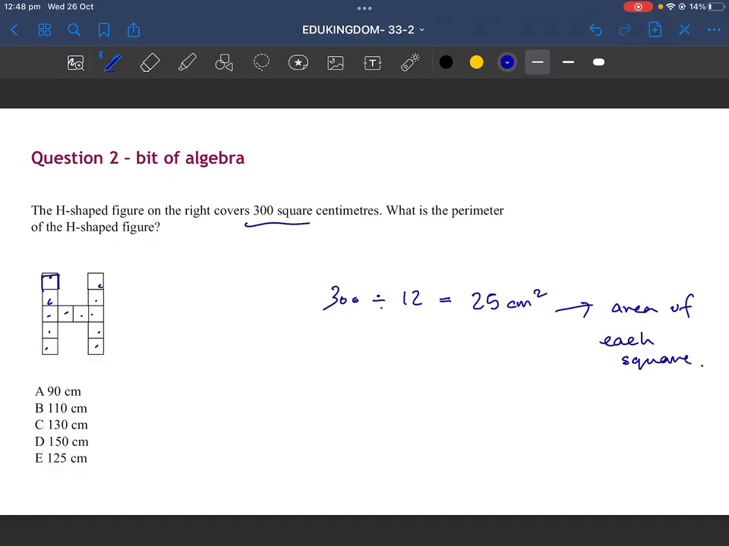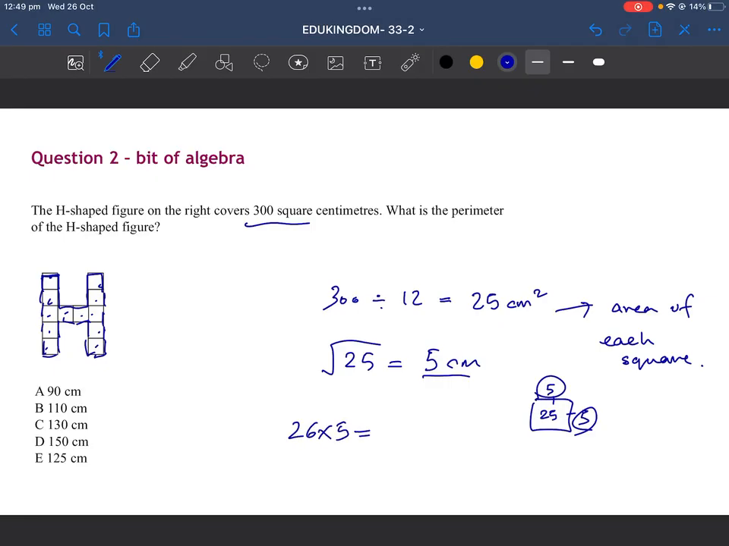If that's the area of each square, then each side length must be 5 centimeters. Because if the area is 25, it must be 5 times 5, since it's a square and each side is the same. So now we can find the perimeter by finding out how many sides we have. Let's count. 1, 2, 3, and so on up to 26. So I've just counted 26 sides, each with a length of 5 centimeters.